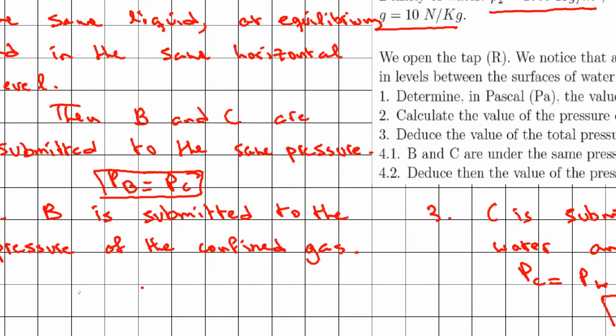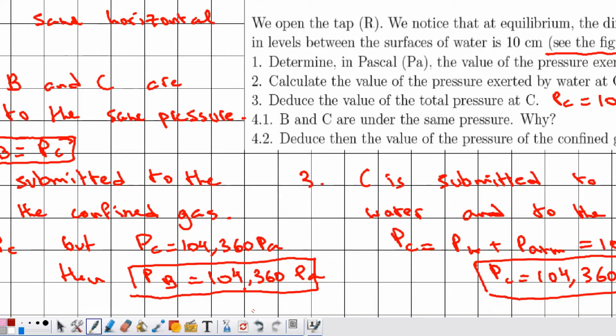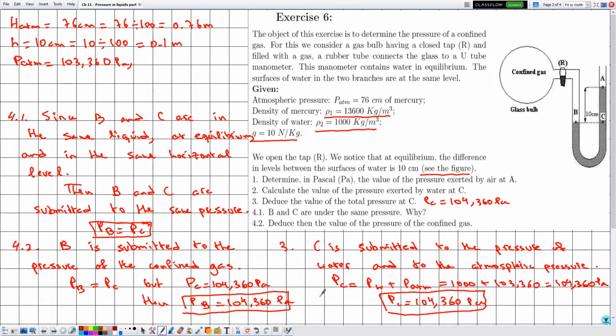So this statement is very important and they usually give it half a mark. So if we determine the pressure at the point B, we are done because now the pressure at the point B represents the pressure of the confined gas. We know the equality between the pressures at points B and C, but the pressure at the point C is given by 104,360 Pascal. Then in this case, the pressure at the point B, which represents the pressure of the confined gas, is given by 104,360 Pascal. So this value represents the pressure of the confined gas. And by this we have finished solving this exercise.